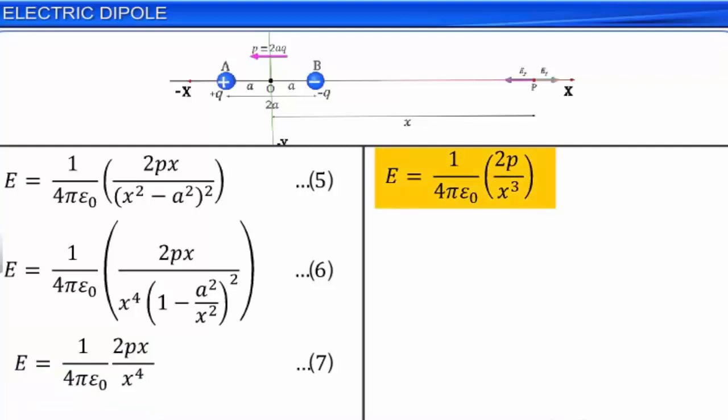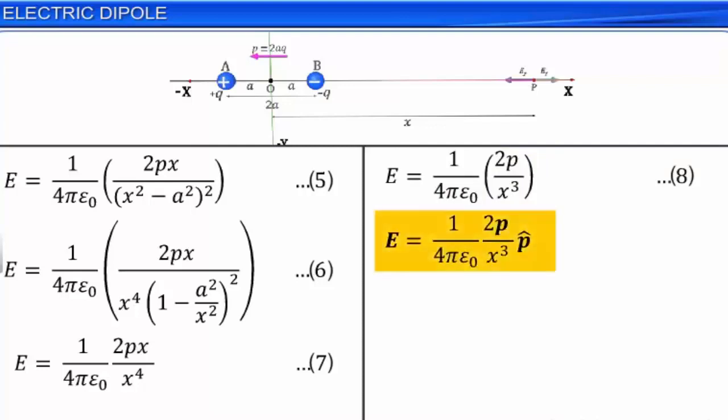In vector notation, equation 8 can be expressed as E is equal to 1 by 4 pi epsilon naught into 2p by x cube into p cap, where p cap is the unit vector along the dipole axis in the direction of minus q to plus q. Let this be equation 9.